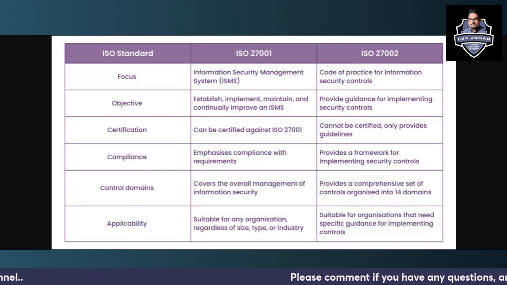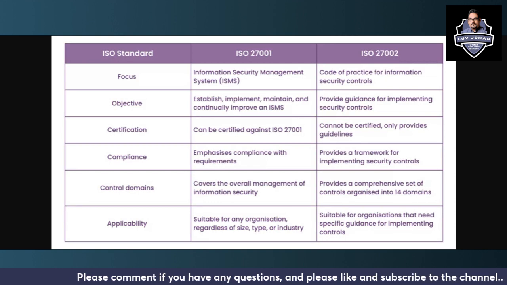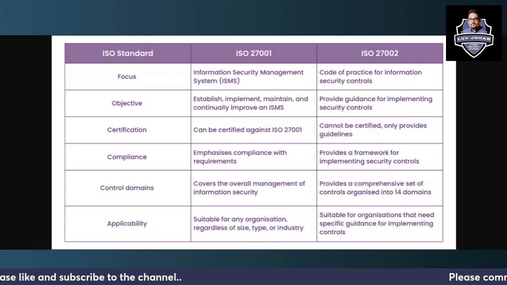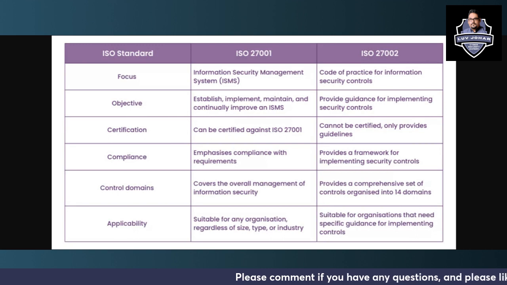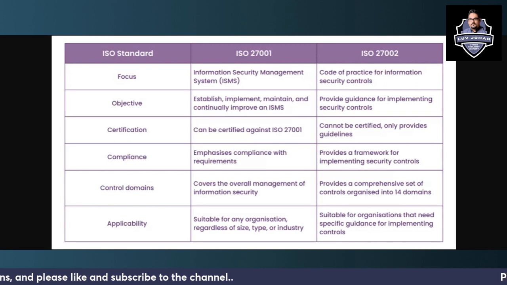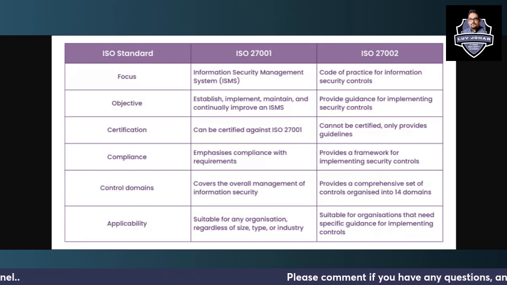Okay, so I hope that you get clarity now in terms of understanding what the differences are between both the standards. So it is very simple. ISO 27001 basically describes how an information security management system should be built, and ISO 27002 basically gives you the guidelines and techniques for implementing the security controls within an organization which are laid out in ISO 27001.